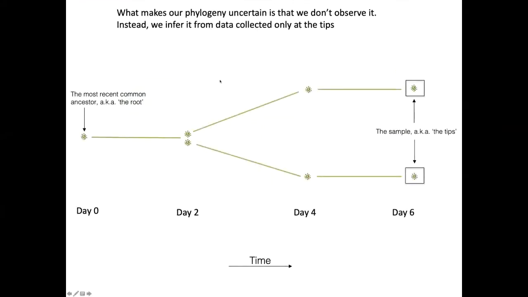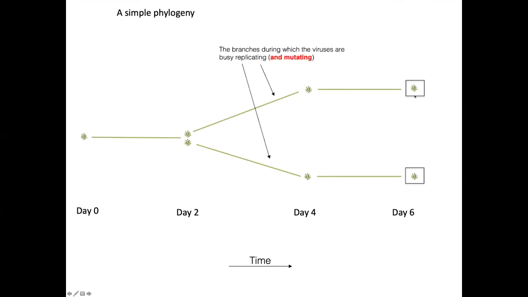So what makes the phylogeny uncertain is that we don't observe it. Instead, we infer it from data collected only at the tips. So I mentioned this before. So how do we do this? Well, the way we do it is that as the virus goes through this replication process, and as you follow a branch, the virus isn't just replicating, but it's also mutating.